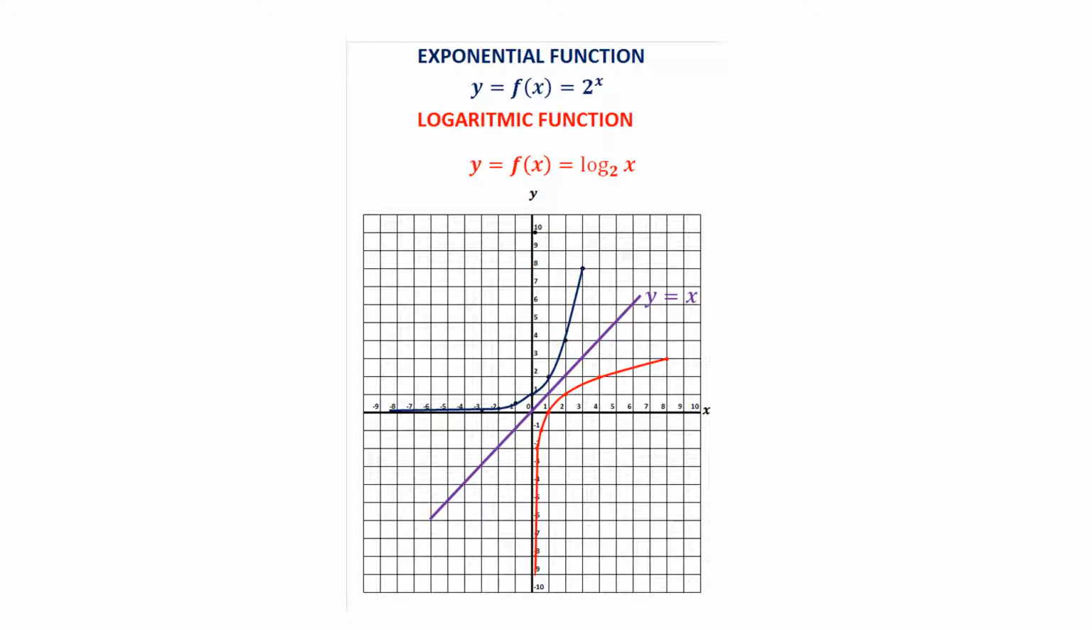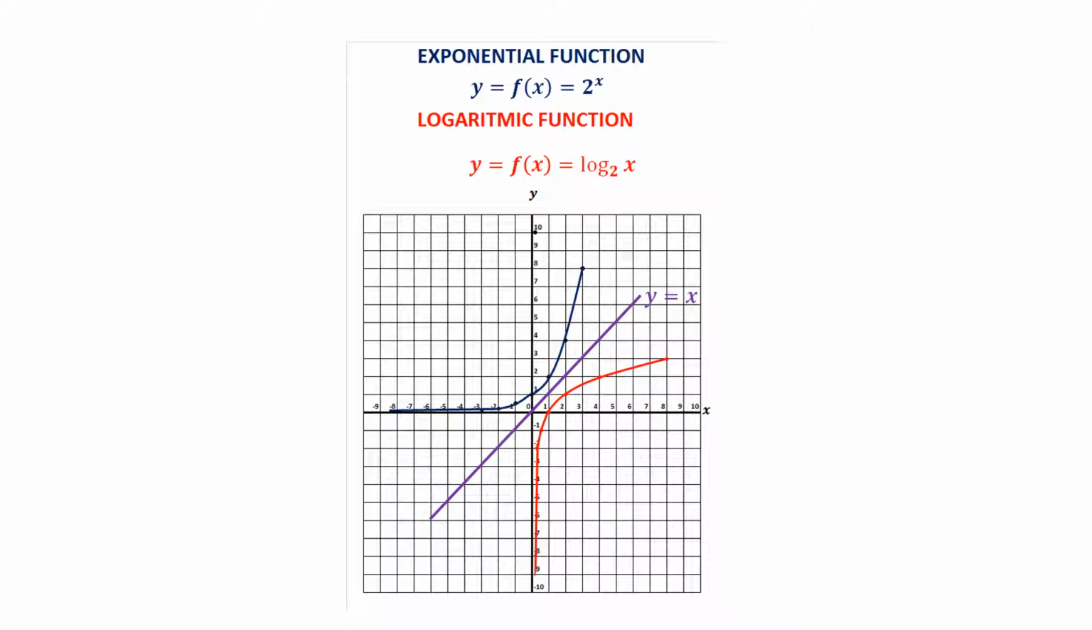So we can see we're going down very fast to get 1 over a fraction, and it's 2 to a negative power that goes down. So we're not going to touch the y-axis, but we're going to get very close to it.